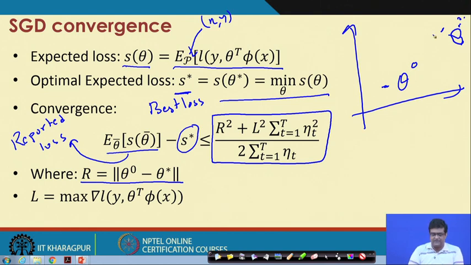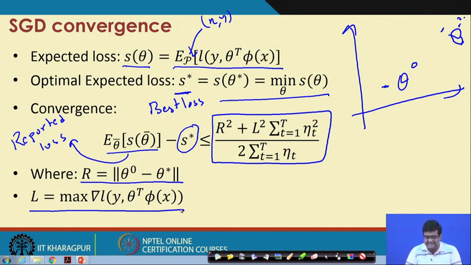So, whatever this difference is, the length of that is this R, and L is another number which is the maximum of the gradient of loss. So, the maximum loss you can incur, the gradient of that. Again, we are assuming that this is bounded, because you cannot give infinite loss to some number. So, both R and L are bounded numbers.